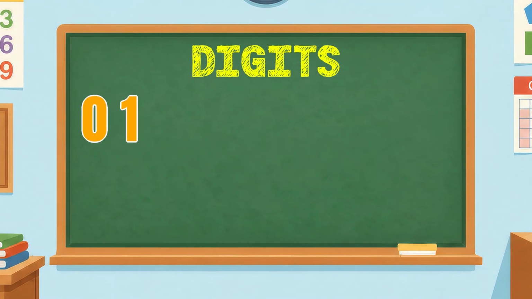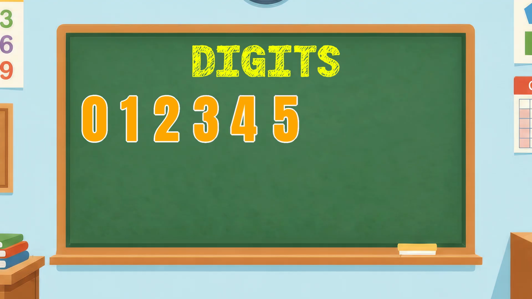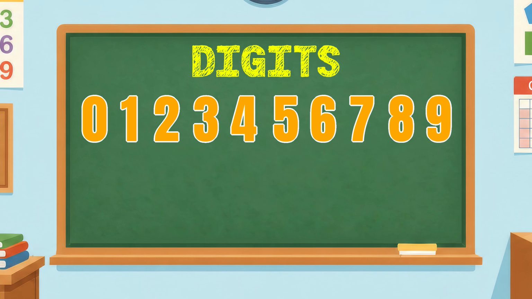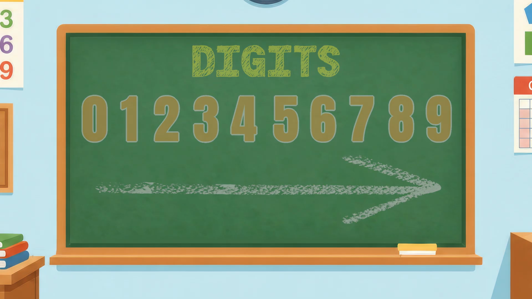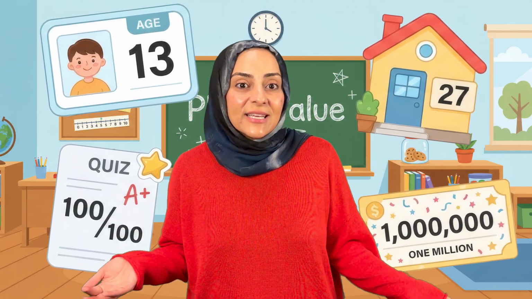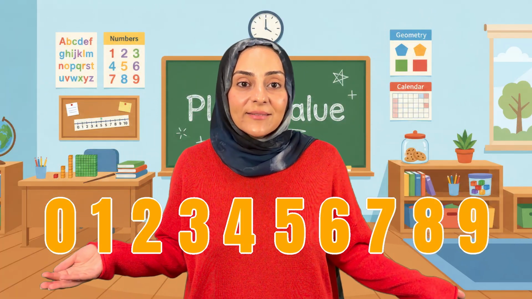0, 1, 2, 3, 4, 5, 6, 7, 8, 9. That's all of them. 10 digits. 0 all the way up to 9. Your age, your house number, 100, even 1,000,000. Every number you have ever seen is made up from these same 10 digits. From 0 all the way up to 9.